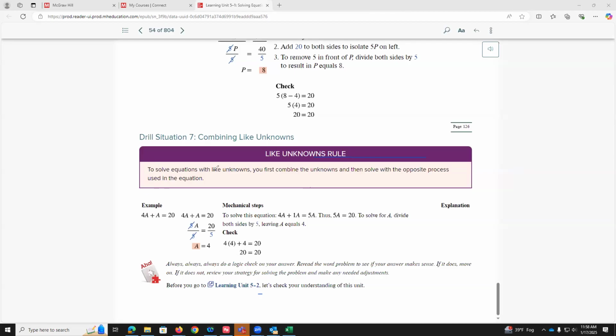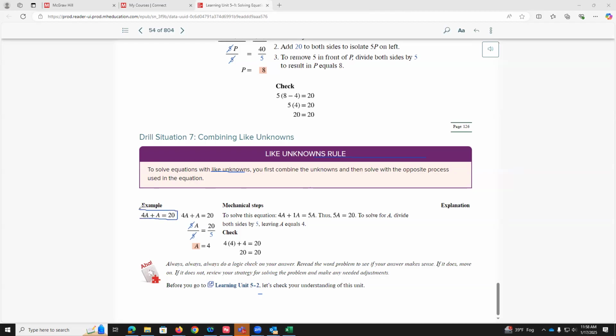So to solve equations with like unknowns, so that could be you have 2 or 3 different A's or 2 or 3 different B's or any letter actually. You're going to first combine those unknowns, and then you're going to solve with the opposite process used in the equations. So here is our first example.